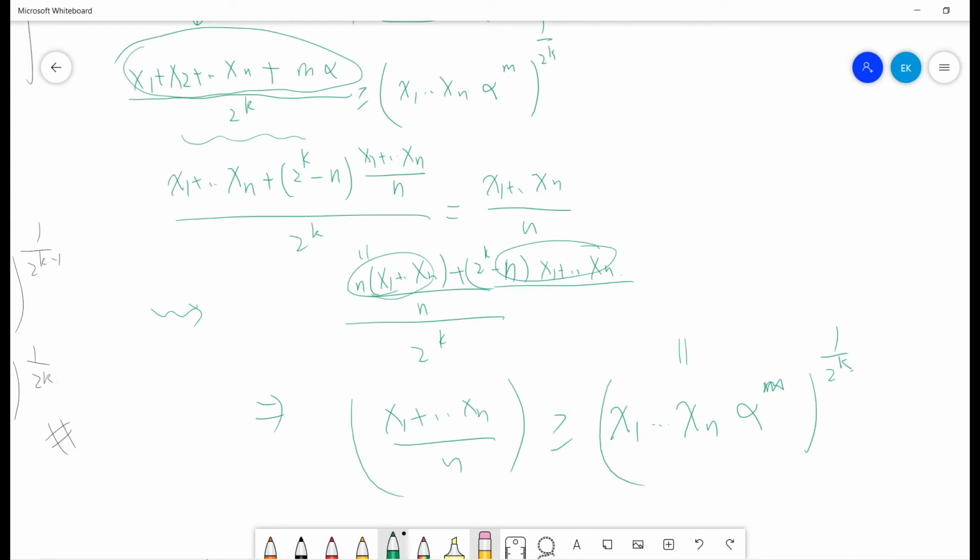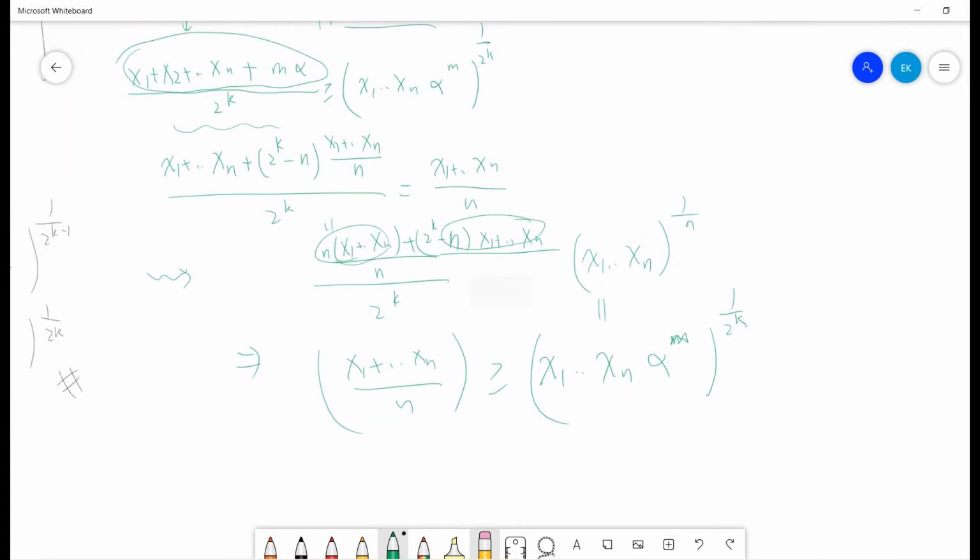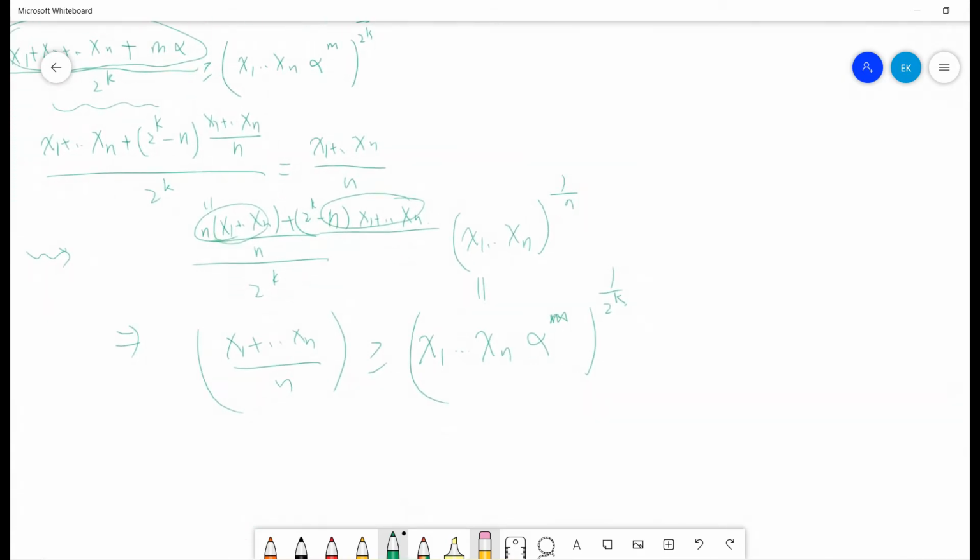And we hope to show this is the same as x1 up to xn to the power 1 over n, right? So the rest is just to try whether one can keep going. Okay, so let me just write down. You get x1 up to xn to the power 1 over 2k, alpha to the m divided by 2k, and alpha is the same as, alpha is this, right?